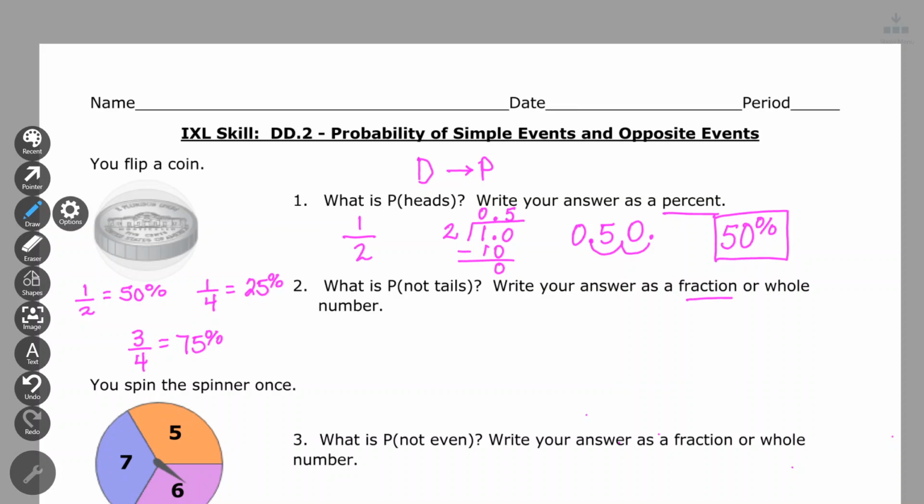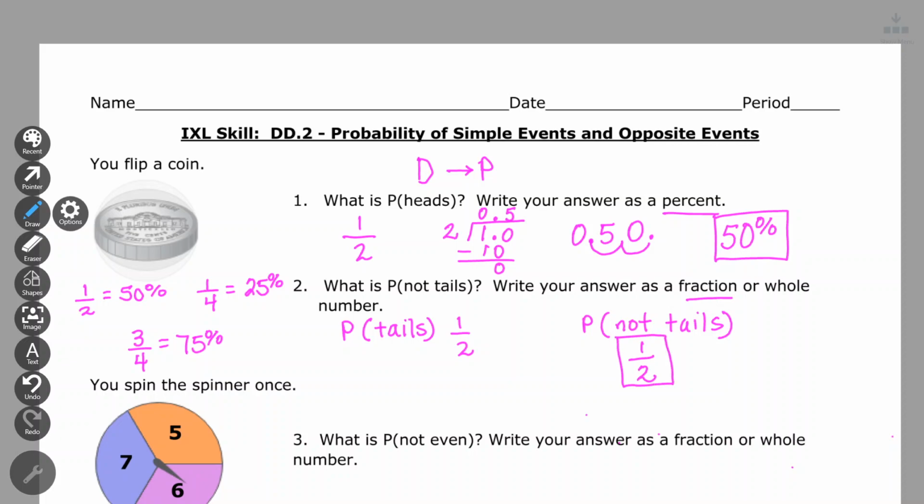When you see something that says not tails, you want to ask, what is the probability of it landing on tails? Well, that would be 1/2, because there's one side of the coin that has the tails on it, and there are two sides of the coin. So, what is the probability that it is not tails? There are two sides of the coin. If one is tails, then one is not tails, and there are still two sides of the coin. So our answer would be 1/2.